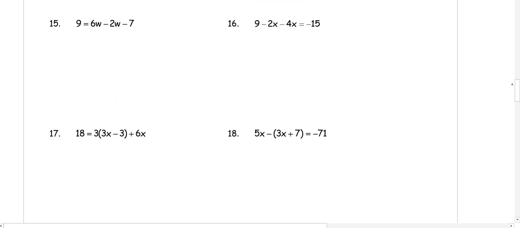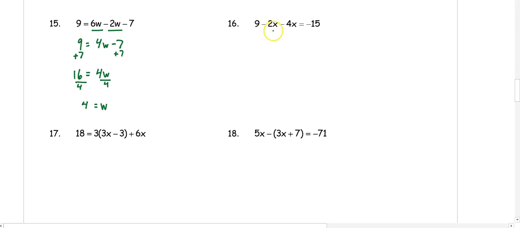Number 15, notice that there's two terms with the same variable, so we're going to combine them. Be careful combining like terms. When they are on the same side of the equation, you keep those signs when you're combining them. So we have 9 equals 6 minus 2 is 4w minus 7. So to solve for w, my first step then is to add 7 to both sides because it was being subtracted. 16 equals 4w. The next step to get w by itself is to divide by 4 on both sides. So w equals 4.